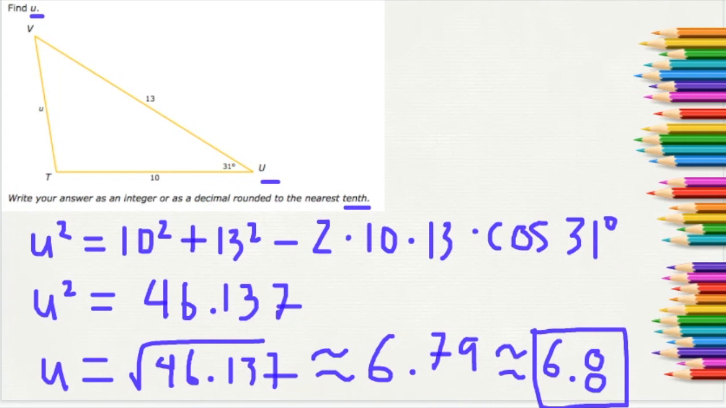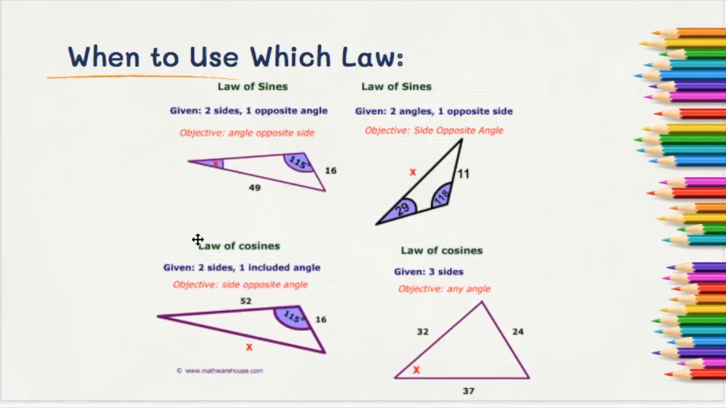All right, let's look at when to use which law. We use law of sines when we have two sides and one opposite angle, or we have two angles and one opposite side. We use law of cosines when we have two sides and one included angle, meaning in between them, or we have three sides.